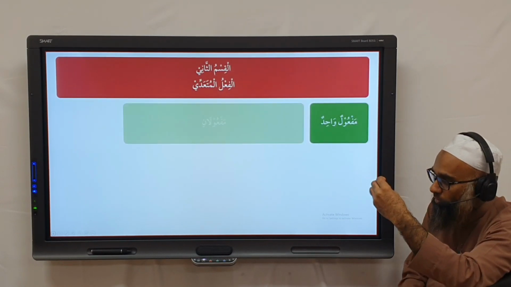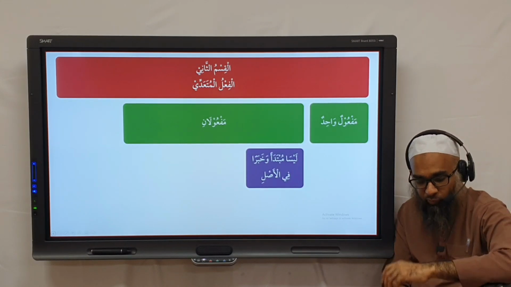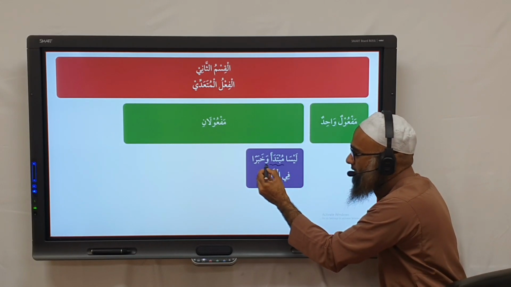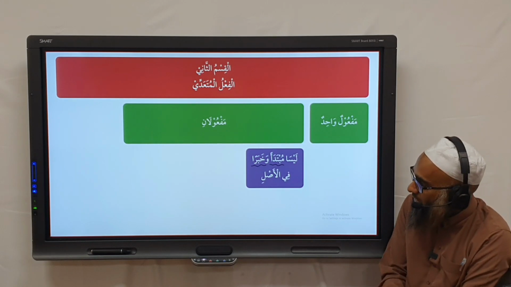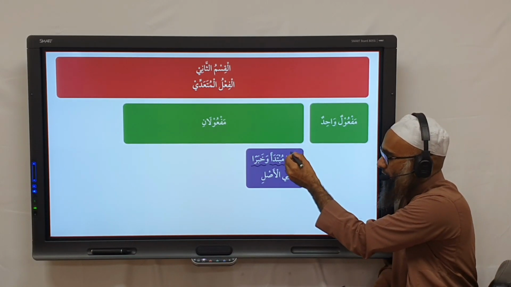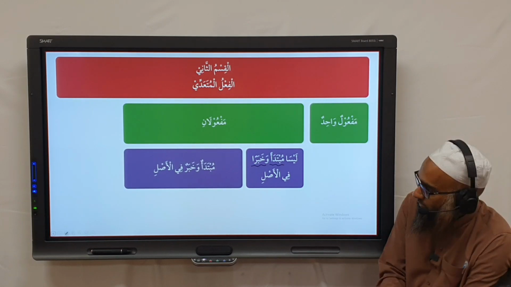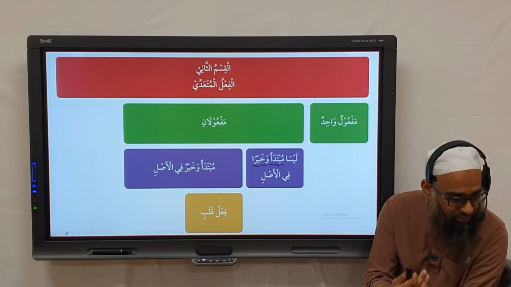You can have one maf'ul, two maf'uls, or three maf'uls. Now the one with two maf'uls, what will it be? Well, they were originally mubtada and khabar. Sorry, they were not originally mubtada and khabar, so like a normal verb, for example, a'ta. Or they can be mubtada and the khabar in the original form.